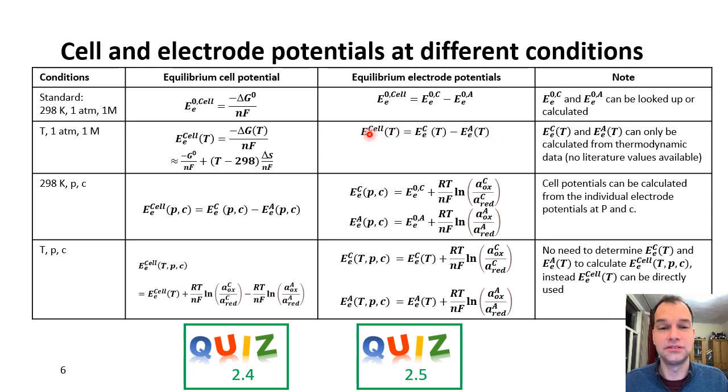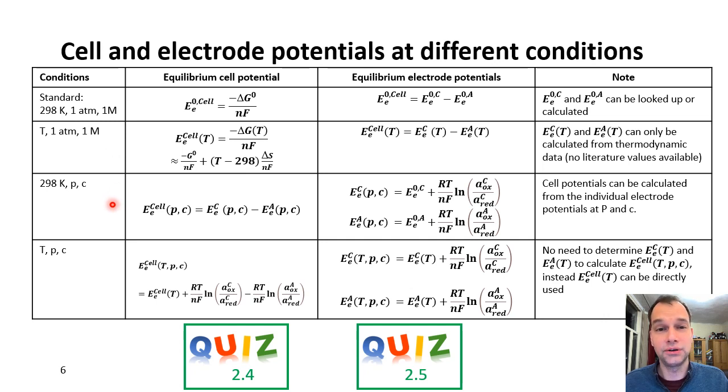This is similar for the electrode potential. A similar equation applies as above, but now life is a bit more difficult in the sense that it's not possible to look up these electrode potentials from a table on the internet, because those are all at 298 Kelvin. So the only way to determine these values is by actually calculating them yourselves from the thermodynamic values. And that's for when we're still stuck at 1 atmosphere and 1 molar.